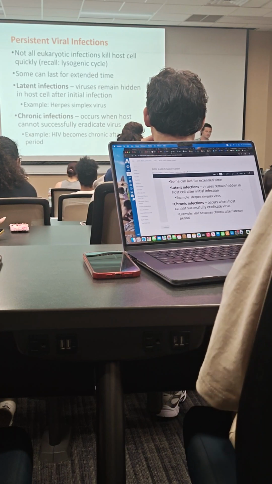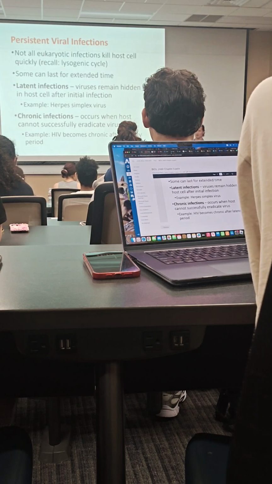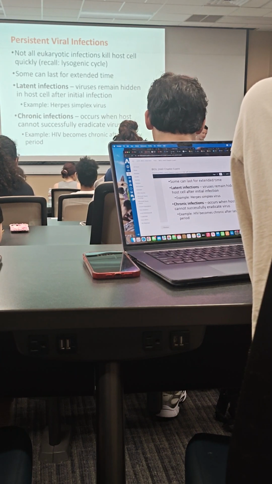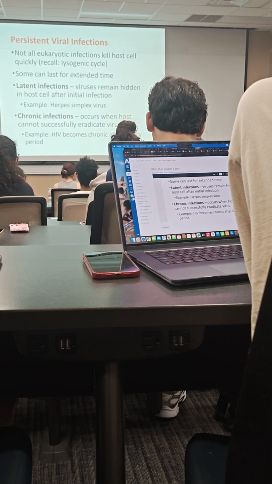Okay, chronic infections. It's where the host gets overwhelmed, basically. They can't get rid of it, and they're constantly deteriorating. It can lead to a depressed immune system much of the time. Right? So that's how HIV can become chronic. So HIV is both latent and chronic.